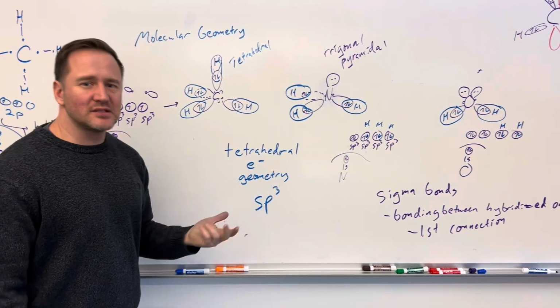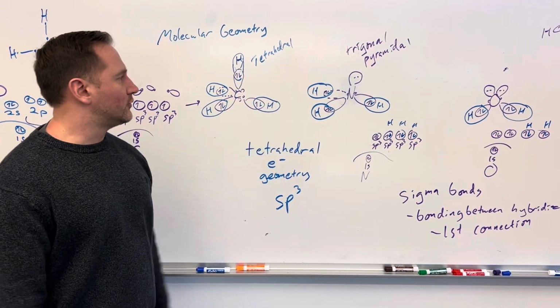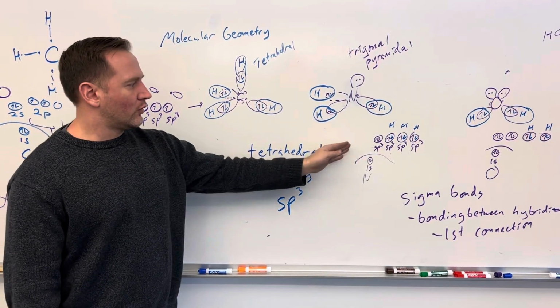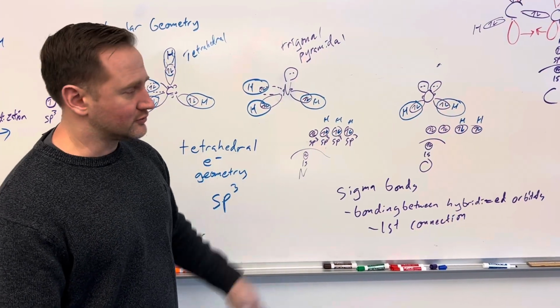But that's why you get similar bond angles of just under 108 for the ammonia as you do for the methane. Again, 4 sp3 hybridized orbitals in this case, because there's 4 electron domains.